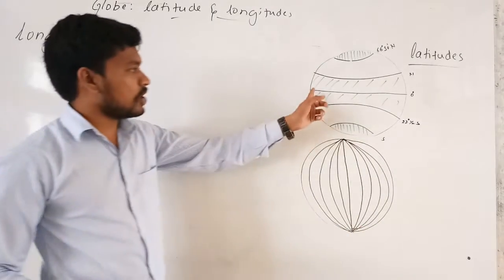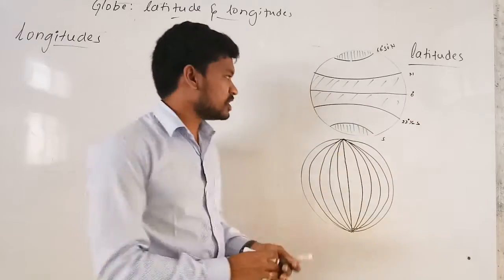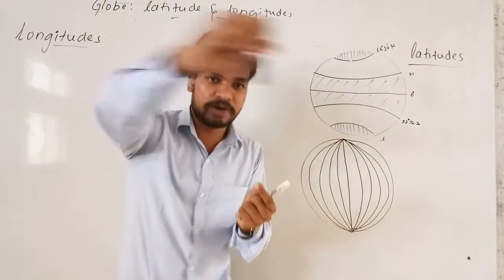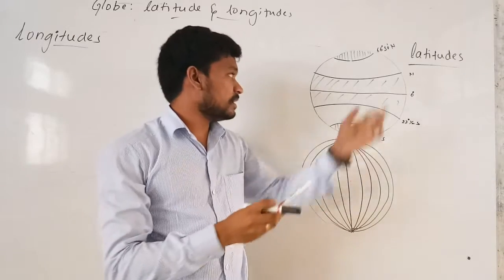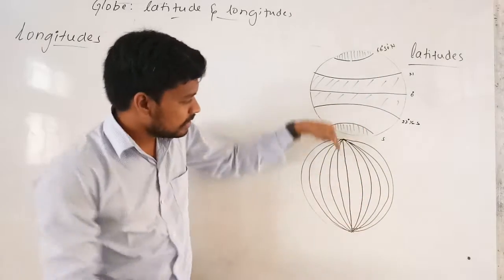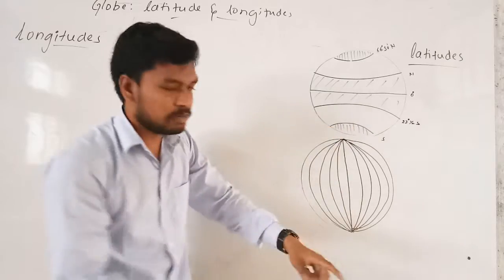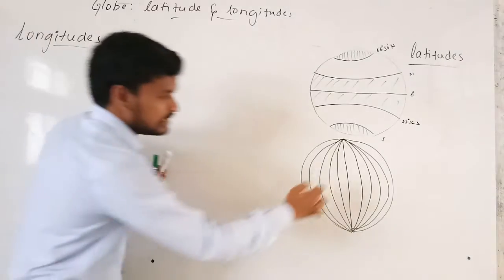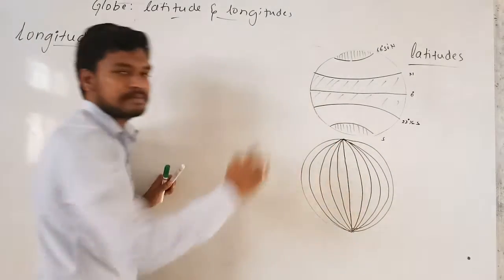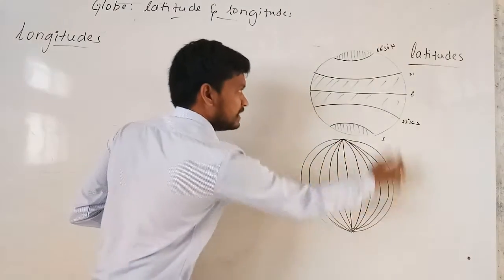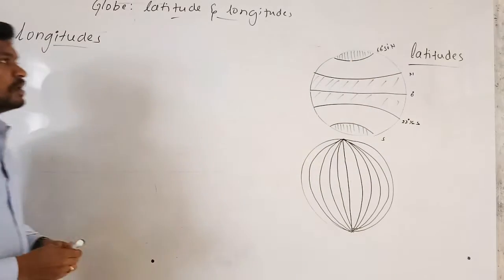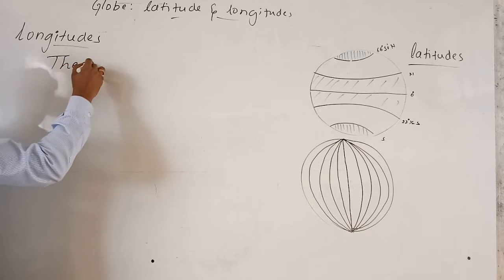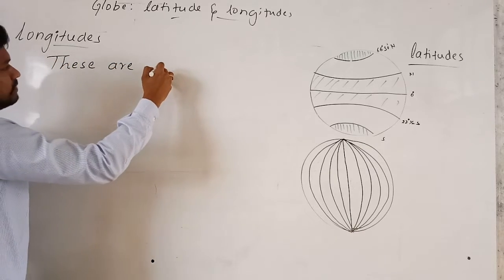In the latitudes, once you start to draw from here, you will get back to the same place after completing one round. It will not intersect with any other latitudes. But here, at both poles, north pole and south pole, the longitudes will intersect. So they're called lines. These lines are equal, every line is equal. But latitudes are not like that, they're not equal. These are imaginary lines.